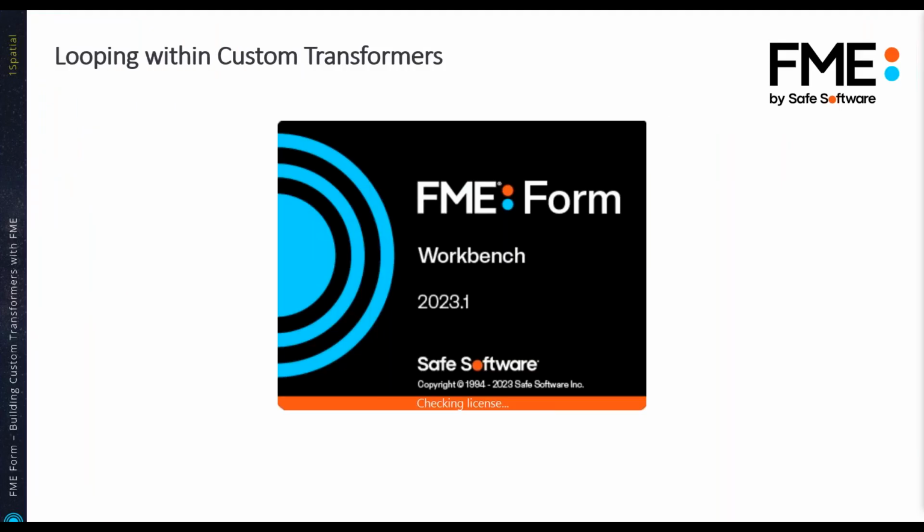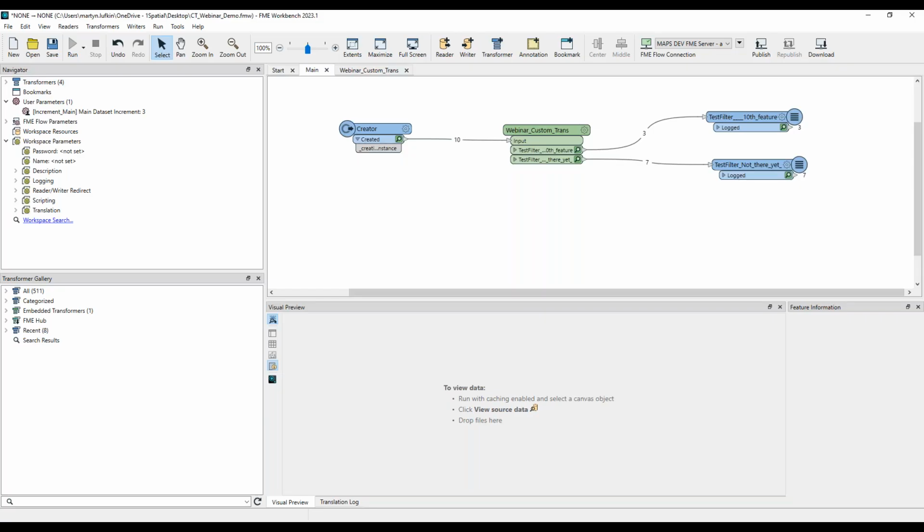Let's move on to loops. So loops are a great way to repeat a section of transformation logic multiple times without having to duplicate that section on the canvas many times. So loops are only allowed in custom transformers. This is another good reason to use custom transformers. So as features pass through FME one at a time, a feature will also loop through a custom transformer one at a time as well.